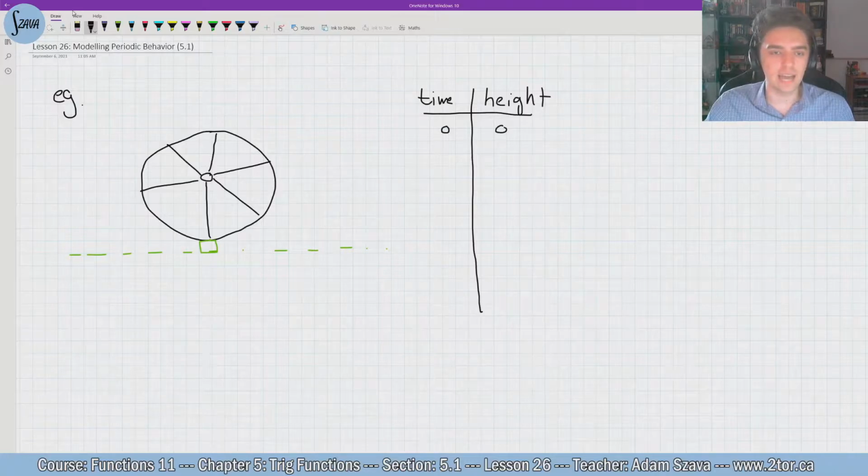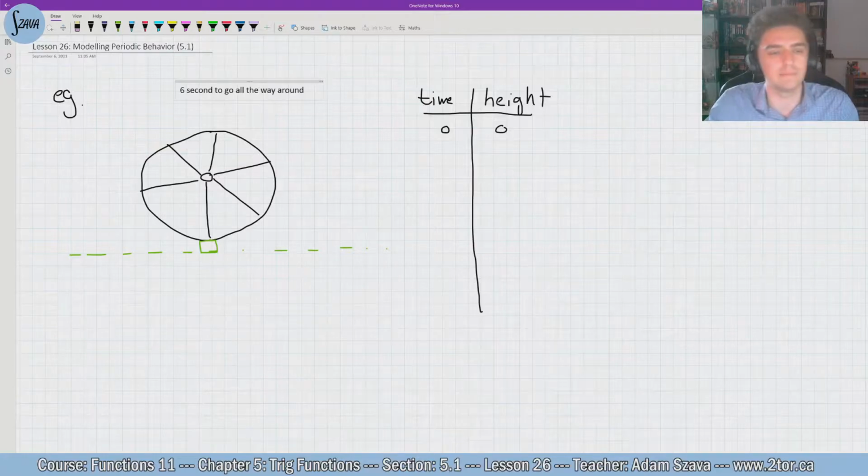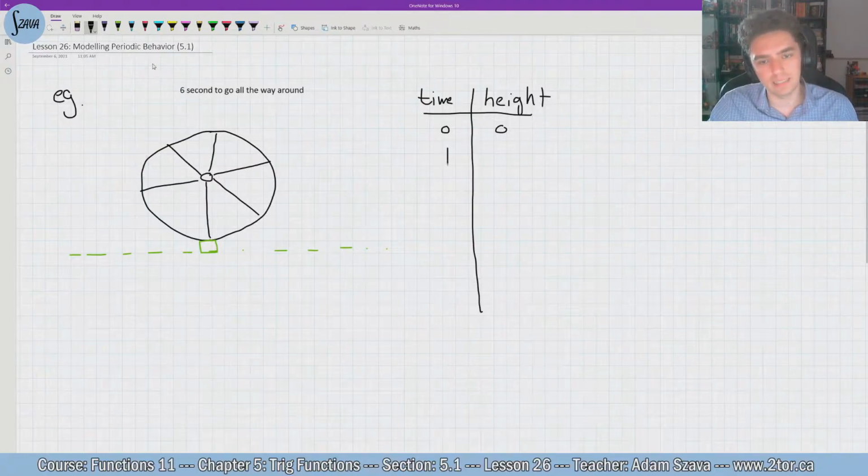Let's say it takes 2, 3, 4, 5, 6. Let's say it takes 6 seconds to go all the way around. Let's just pretend that that's how fast the Ferris wheel is. So it takes 6 seconds to go all the way around, right? Then after 1 second passes, right, we would be here, right?